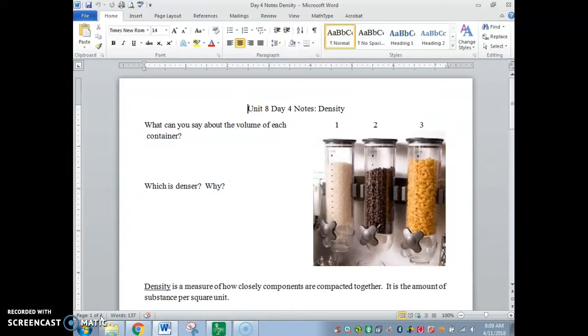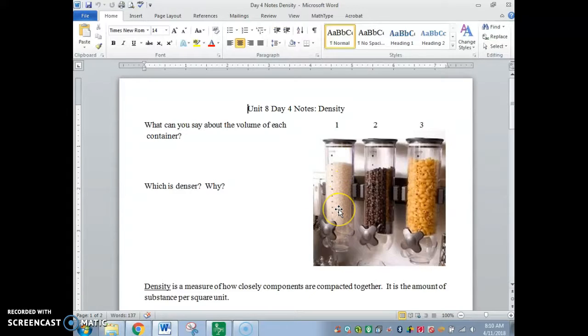So I first want you to take a look at the picture here. There's 3 containers, and it wants to know what can you say about the volume of each. Right now I'm using my color copy, so I don't even know if I can point to anything. But here's my 3 containers, and if you look at the volume of each, they look to be about the same volume. And then it wants to know which one is denser.